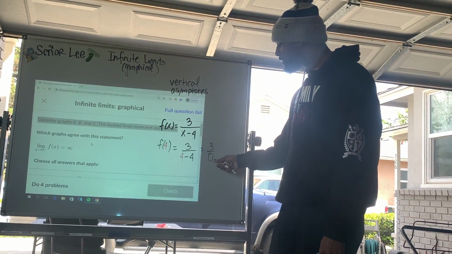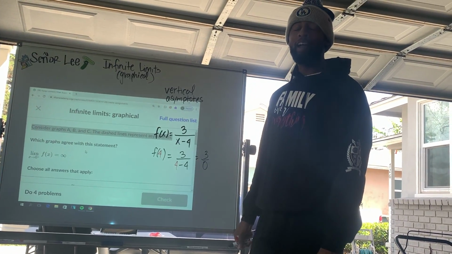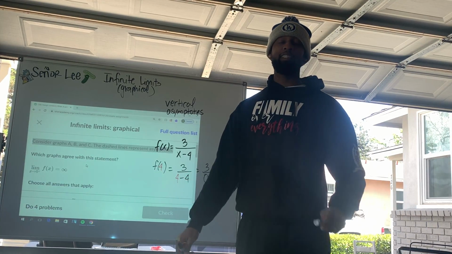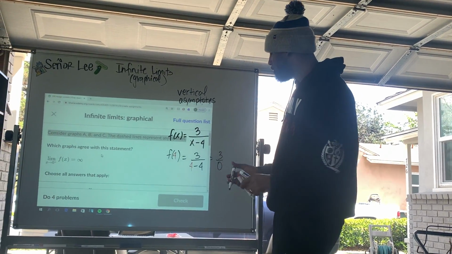What is wrong with this? You can never have a 0 in the denominator. You cannot divide by 0. That's a big no. All right, so what does that mean?